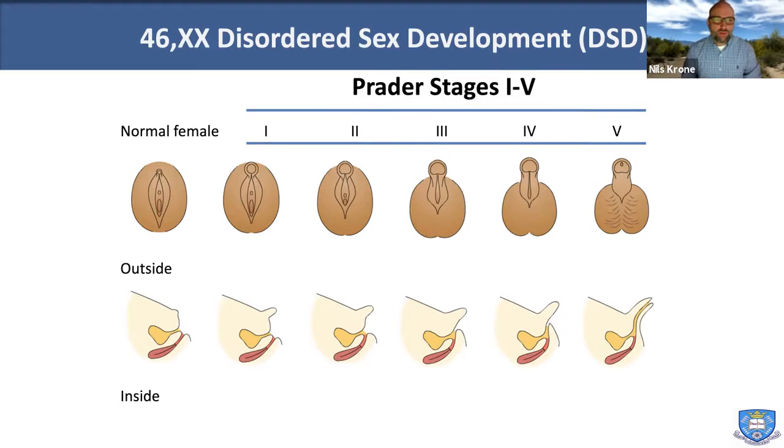If we look at, on the other hand, 46XX DSD, then you might be aware of Prader stages, which go with the appearance of the external genitalia and different bits of the internal genitalia, with the urogenital sinus from Prader stage 3. You can't really use a Prader stage in 46XY individuals; it is reserved for 46XX, whereas the EMS is better used for 46XY.